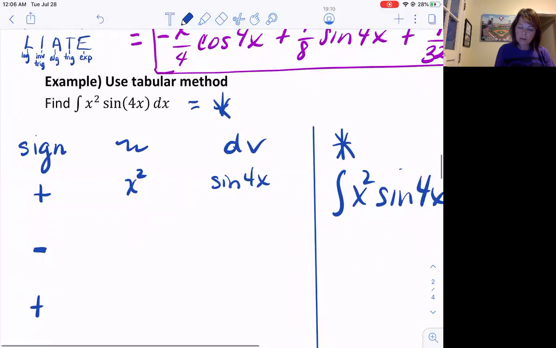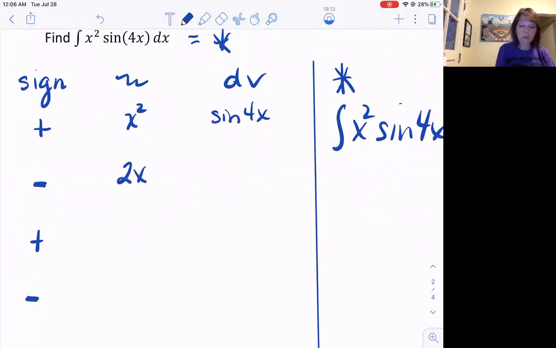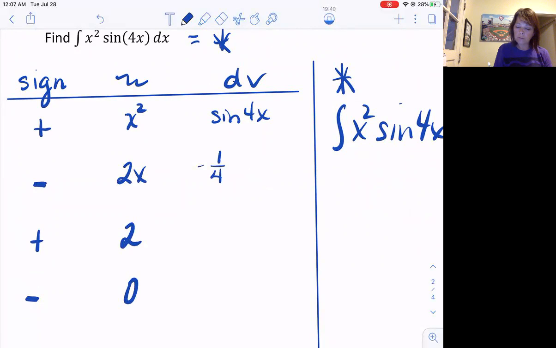So if you look at this one, our U is x squared because it's algebraic. And the trig function is the dv then. So I'm only going to put sine 4x here and leave the dx off. We're going to keep taking the derivatives here. So this is the same problem as the last example. I'm showing you Jaime Escalante's method. He would do a table, and this would often keep students organized.